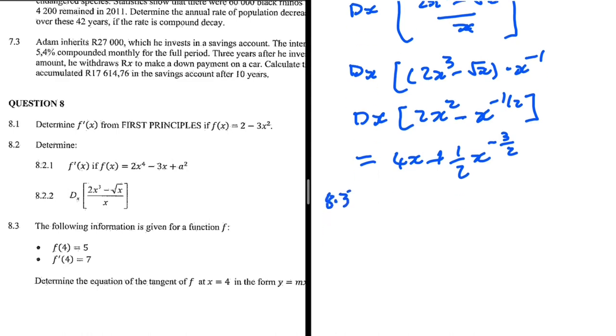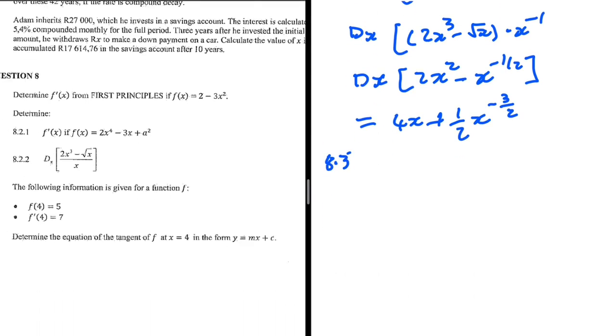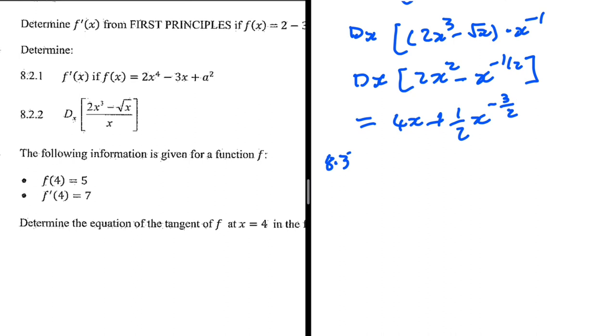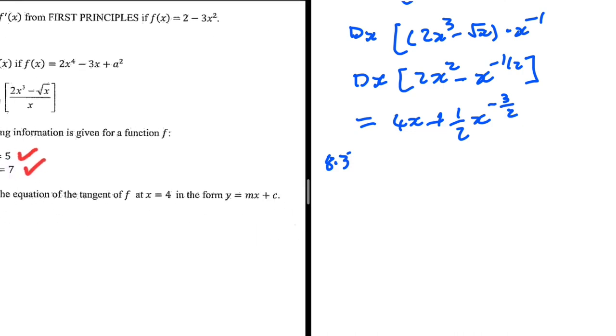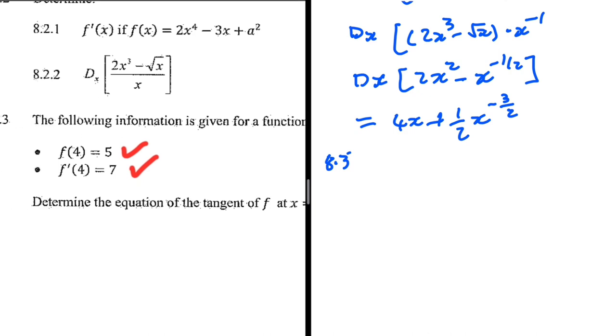8.3. The following information is given for a function. f of 4 is equal to 5. So when x is equal to 4, y is equal to 5. And f prime of 4 is equal to 7. So the gradient at that point is 7. Determine the equation of the tangent of f at x equals 4 in the form y equals mx plus c. So this is quite an easy one.